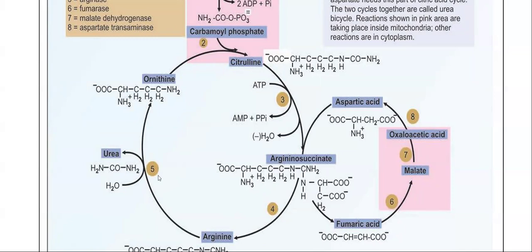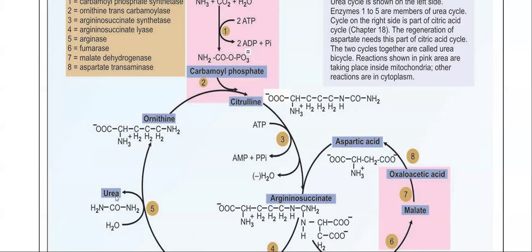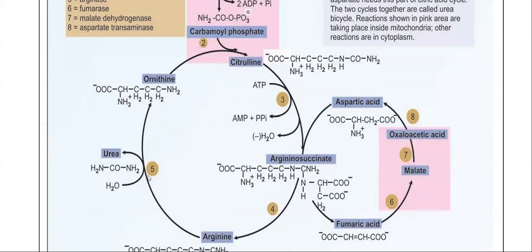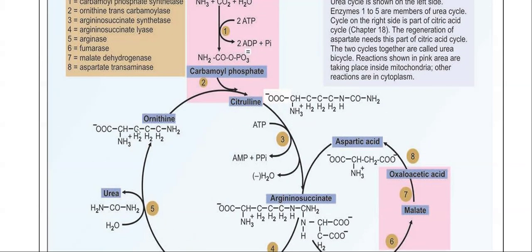So arginine is going to form urea by an enzyme called arginase. Along with the urea, another component is formed: ornithine. This ornithine, along with citrulline, is going to form arginosuccinate. Arginosuccinate will convert into arginine. Arginine, in the presence of arginase, forms urea and ornithine. So the remaining ornithine combines with citrulline.